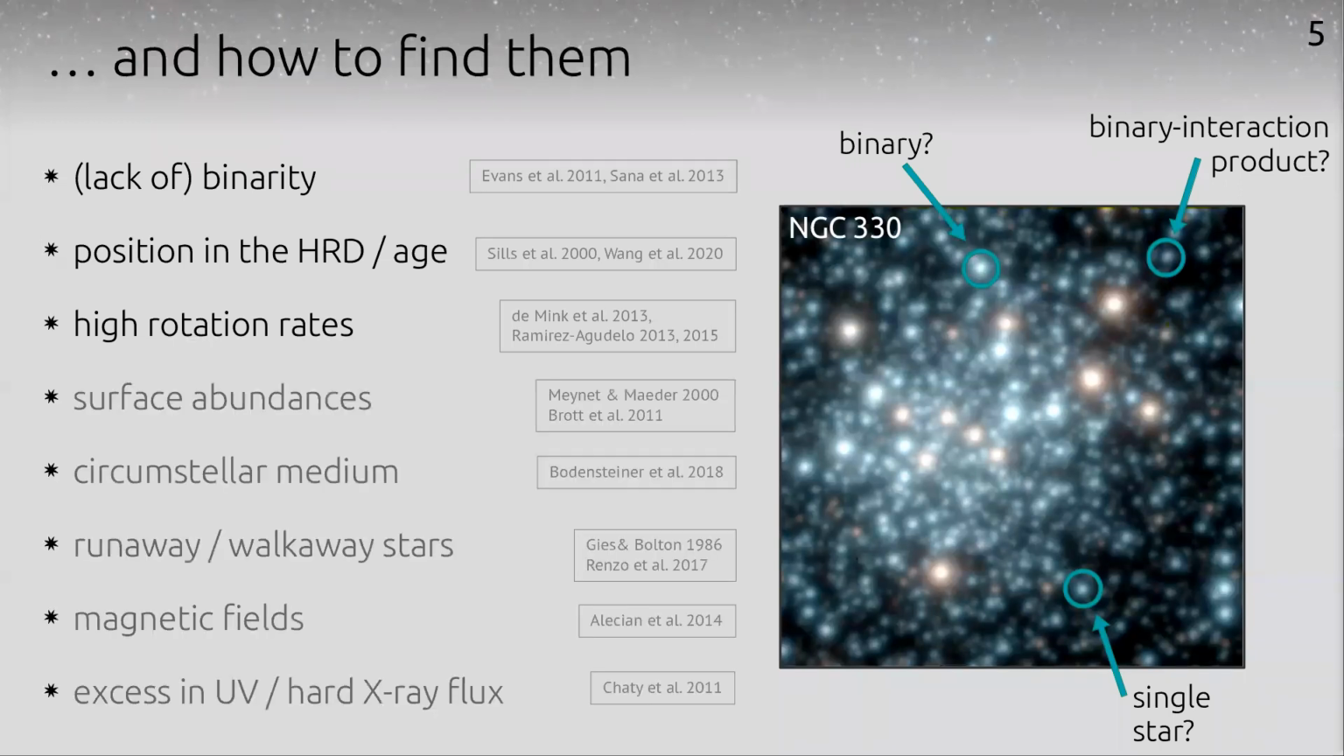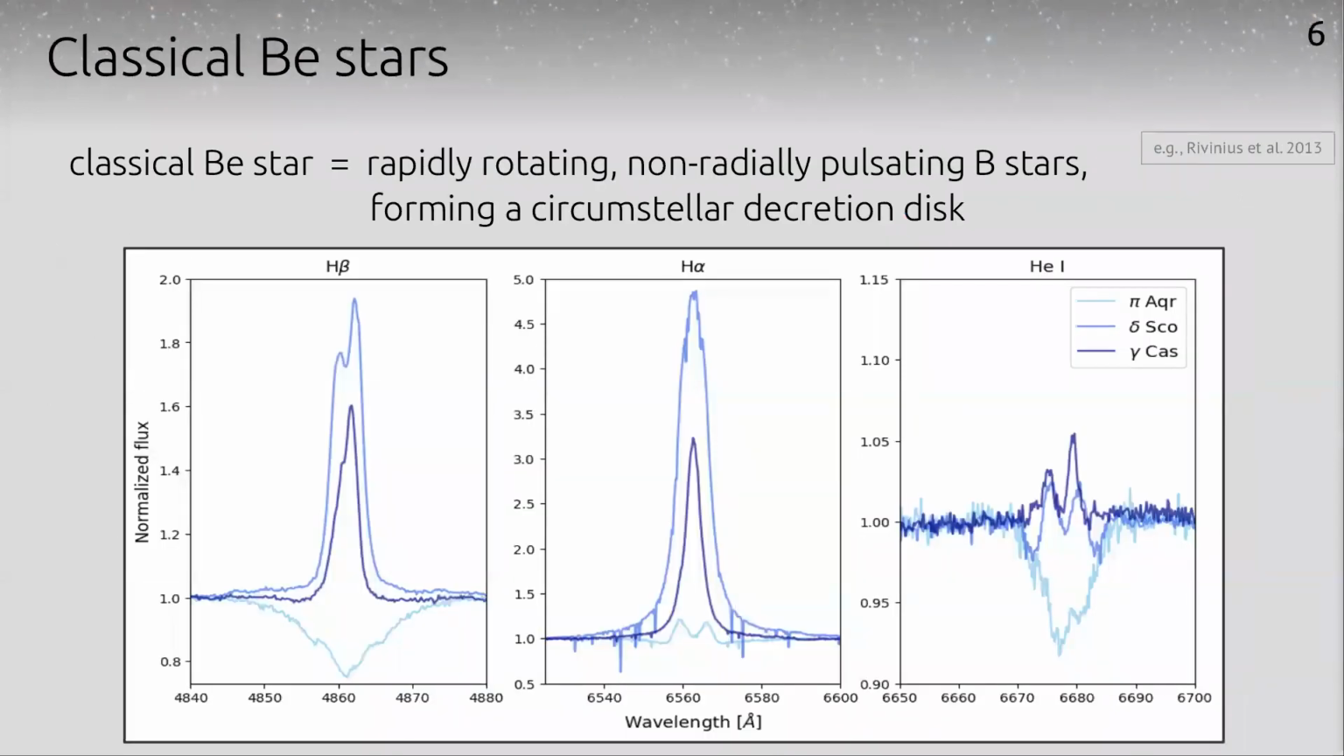And of course, this list is not exhaustive. There are a lot of other characteristics that can be used, but the first three, and mainly the third point, are the ones that I want to focus on. So if we can use high rotation rates to trace binary interaction products, or at least possible candidates for binary interaction products, then there's one type of star that at least comes to my mind, which is classical Be stars. Classical Be stars, well, they're defined to be rapidly rotating, which is what I've just said, and also to be non-radially pulsating B-type stars that form a circumstellar decretion disk around them, which leads to this observational signature, which I'm just showing for 3 example stars.